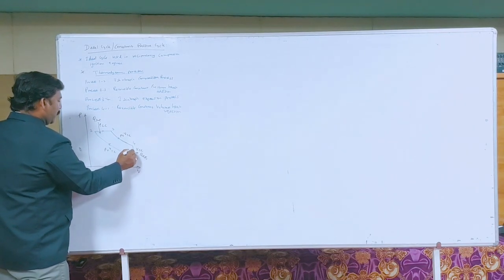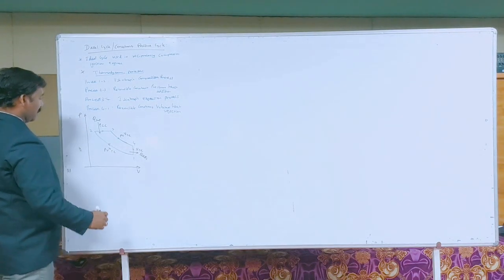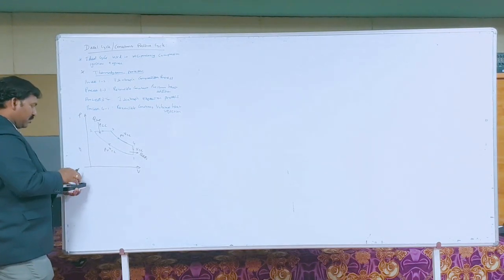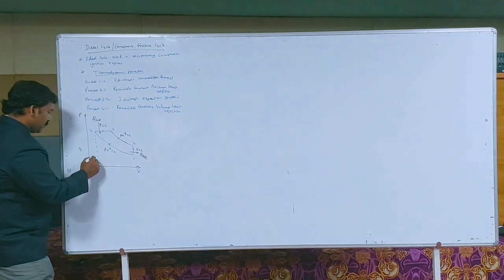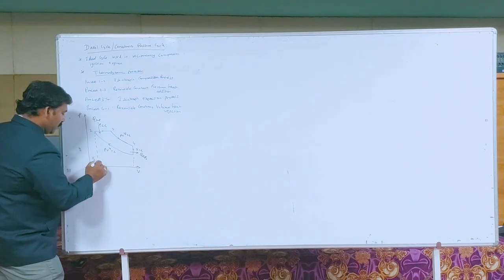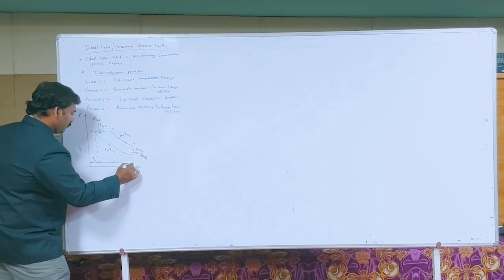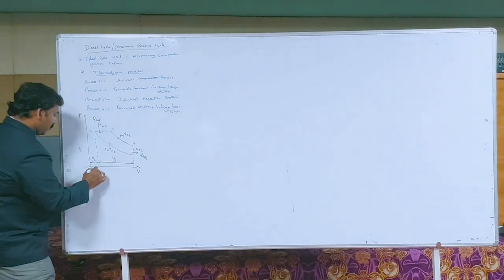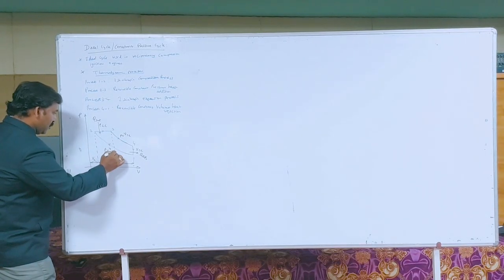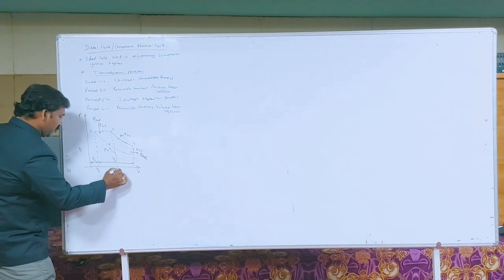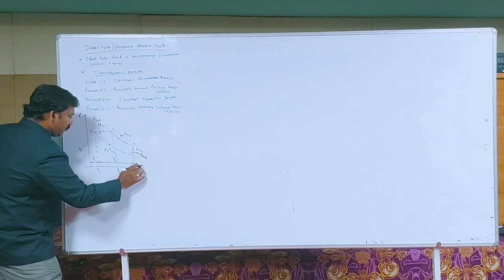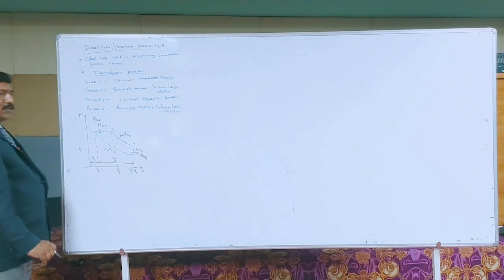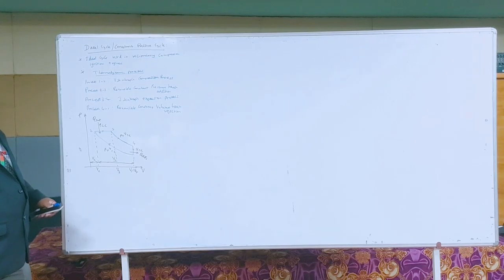So this is the PV diagram for a diesel cycle, and this is the clearance volume of the engine cylinder, and this is the swept volume. Here the volume is V2, here the volume is V3, and here the volume V1 is equal to V4. So this is the PV diagram for a diesel cycle.